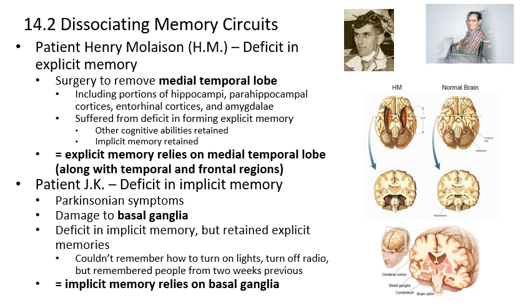This included portions of the hippocampi, the parahippocampal cortices, entorhinal cortices, and both the amygdala. And he suffered from difficulty, or actually complete deficits, in forming explicit memory. Other cognitive abilities were retained. He had some implicit memory. He could still remember how to do many skills, and he had memories from before his surgery, but he wasn't able to form new memories. He was profoundly unable to form memories.